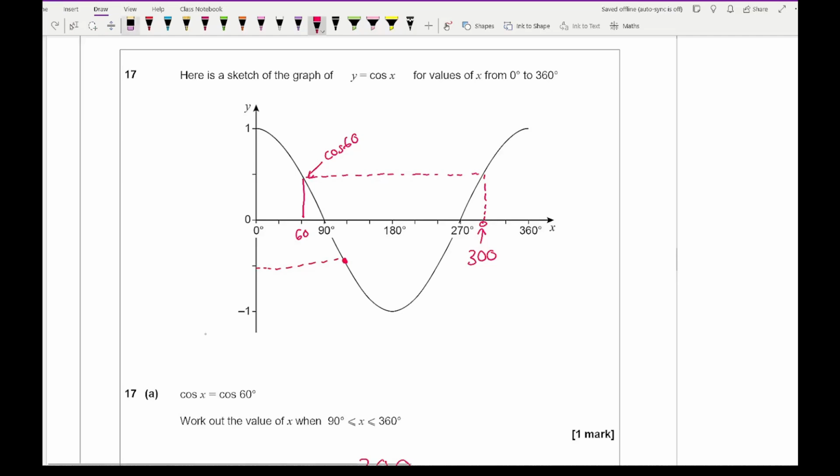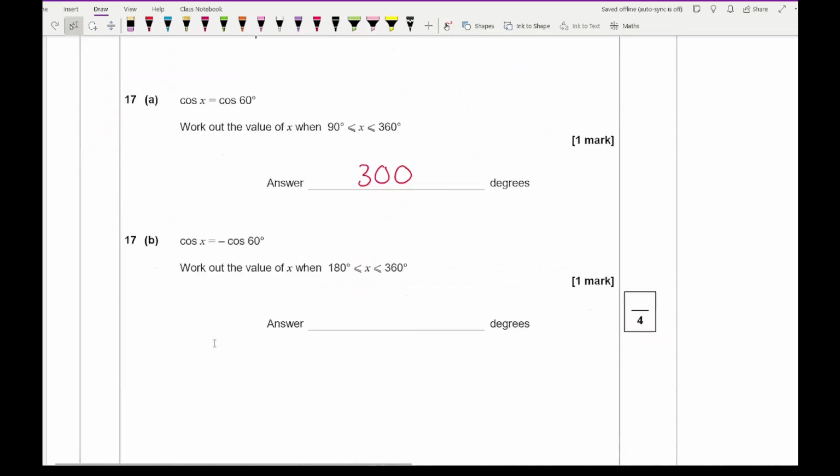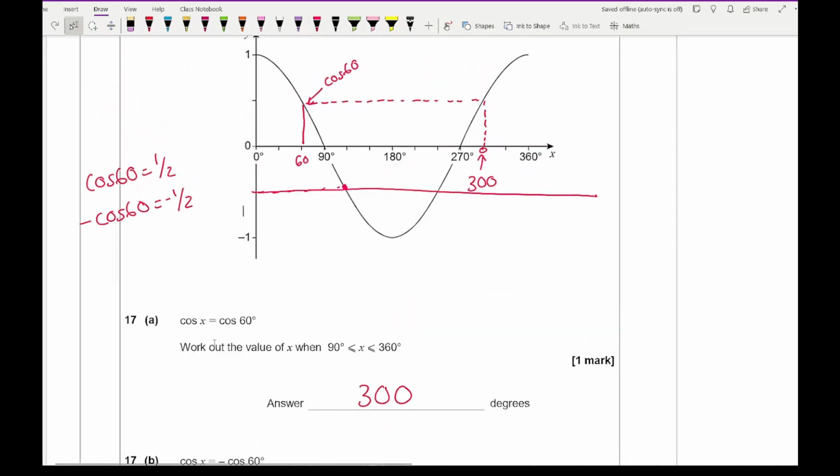Oh, that's not a straight line at all. Now, cos 60 equals a half. So minus cos 60 is going to equal minus a half. So if I just draw that line straight there. Now in terms of the region, it's wanting it between 180 and 360. So I'm wanting the region that is from here to here.